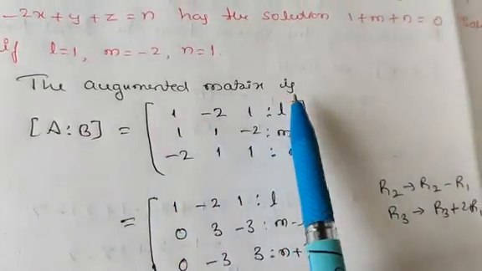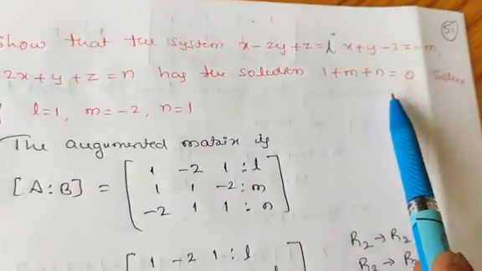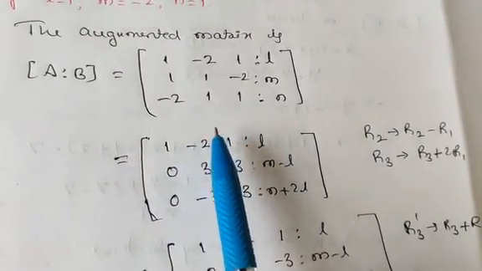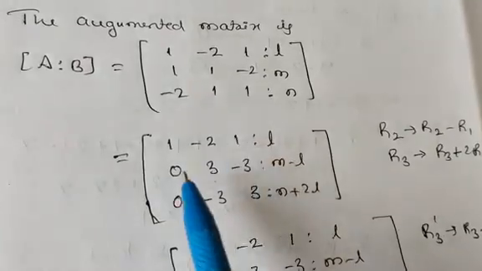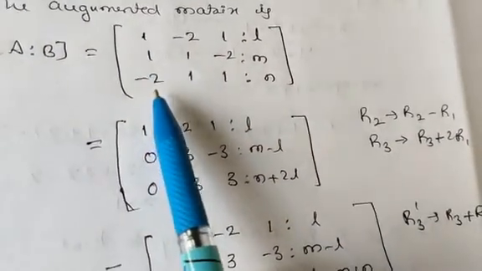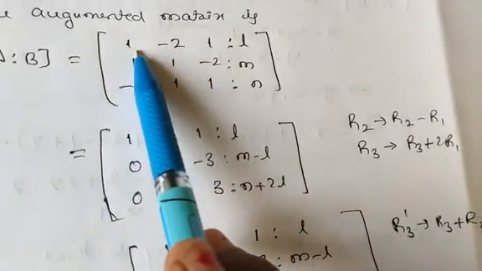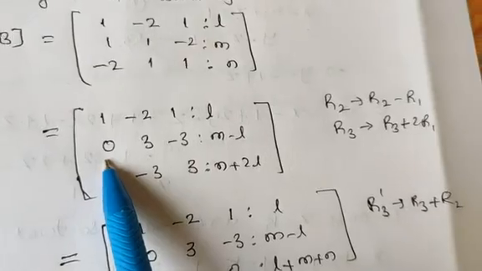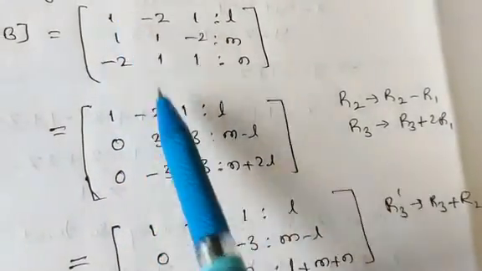The augmented matrix is like this here. You know how to write the augmented matrix. So again you just convert this into echelon form. Let us make this one 0. R2 changes to R2 minus R1 and R3 changes to R3 plus 2 times R1 because we have a minus sign here. First row as it is, second row we are changing. Second row minus first row, 1 minus 1 is 0.